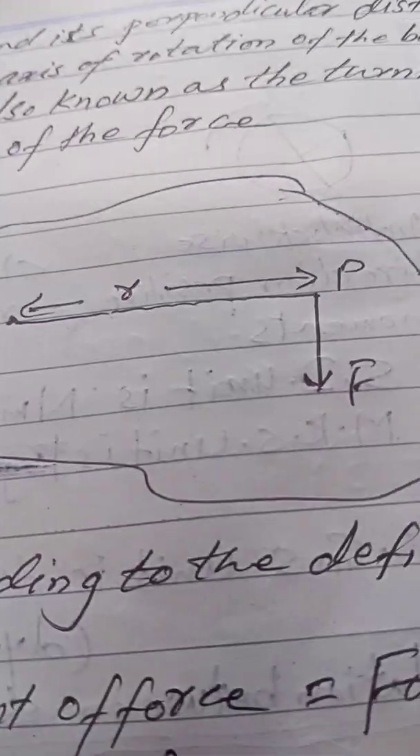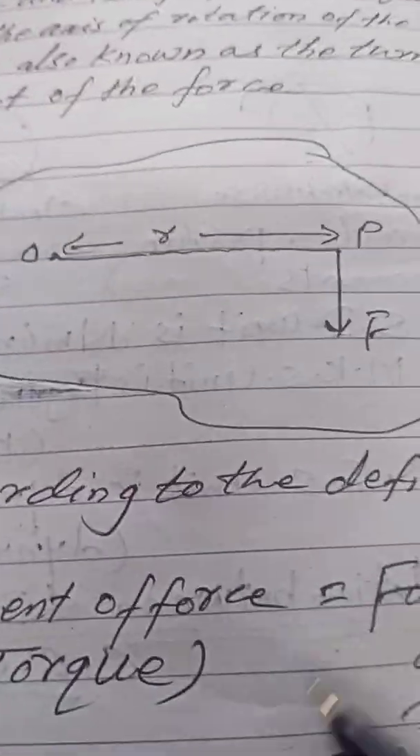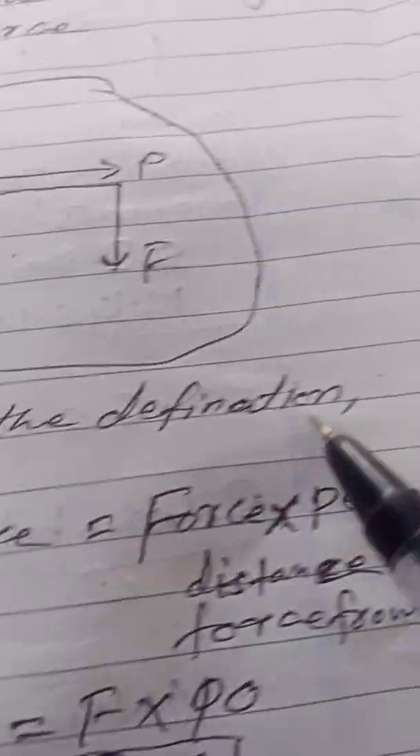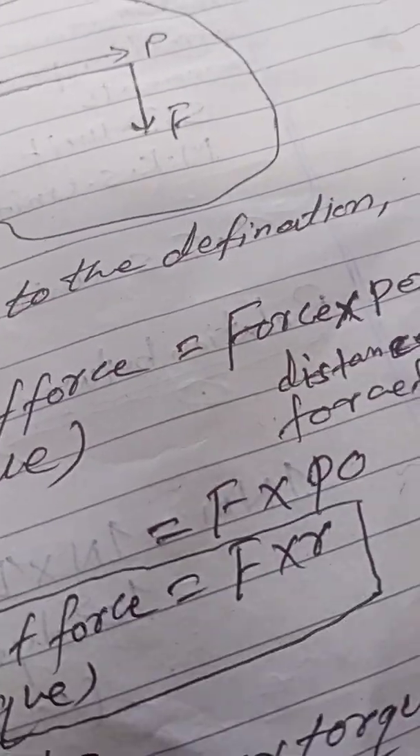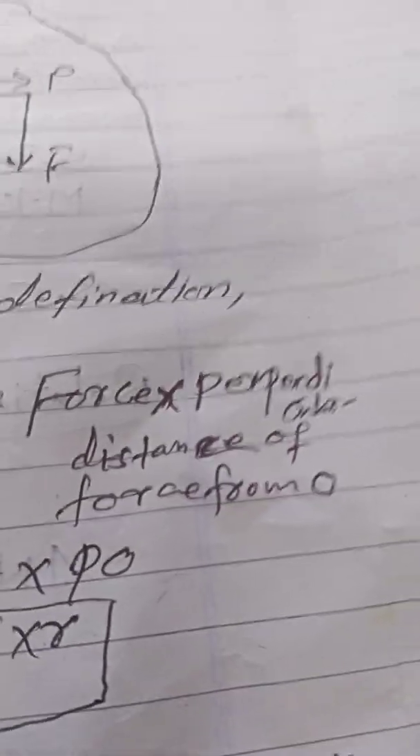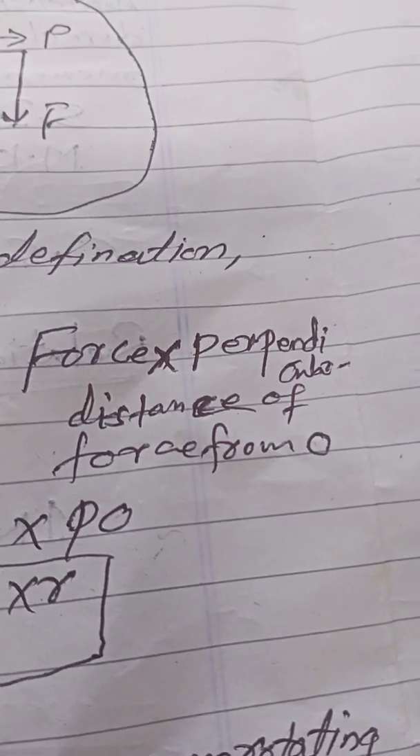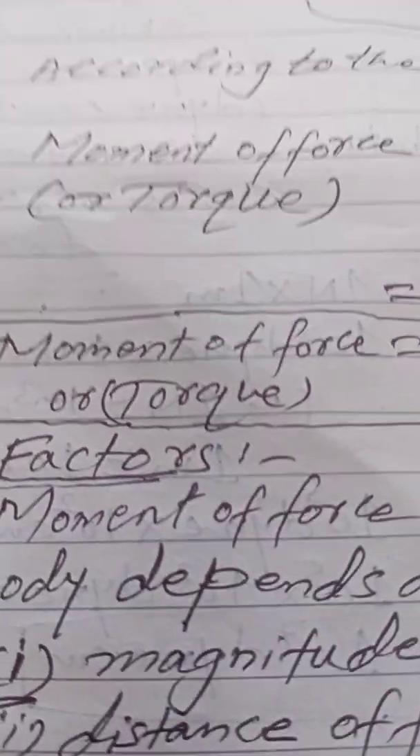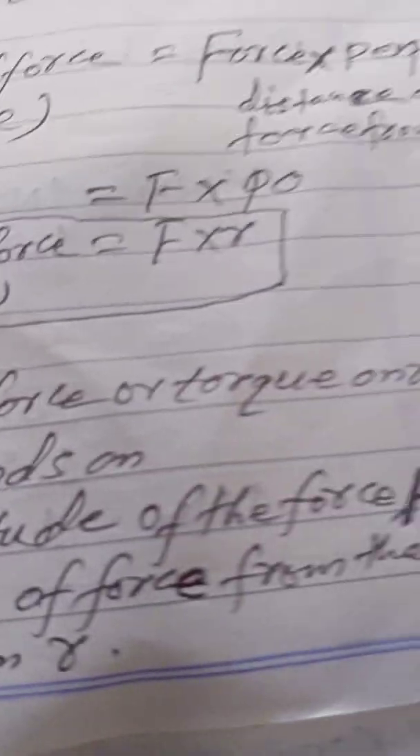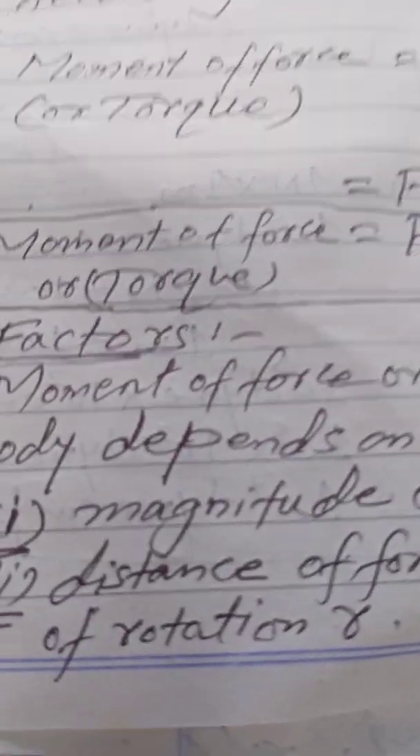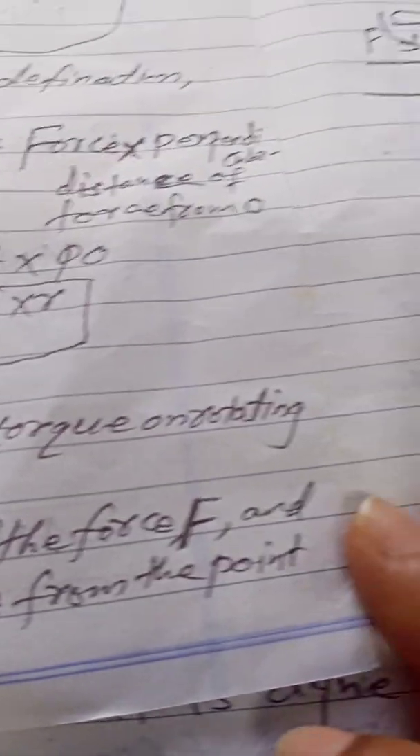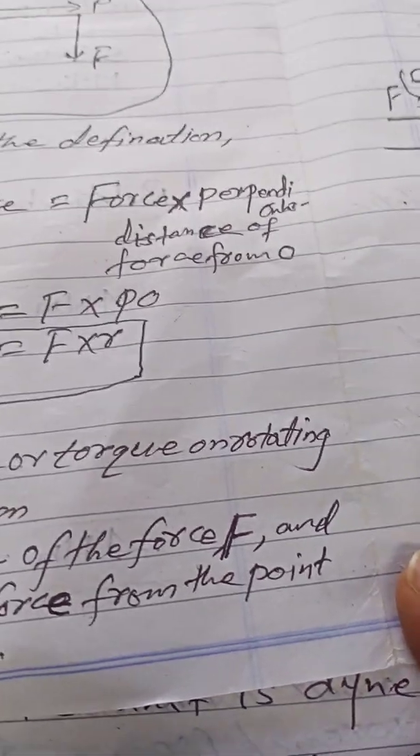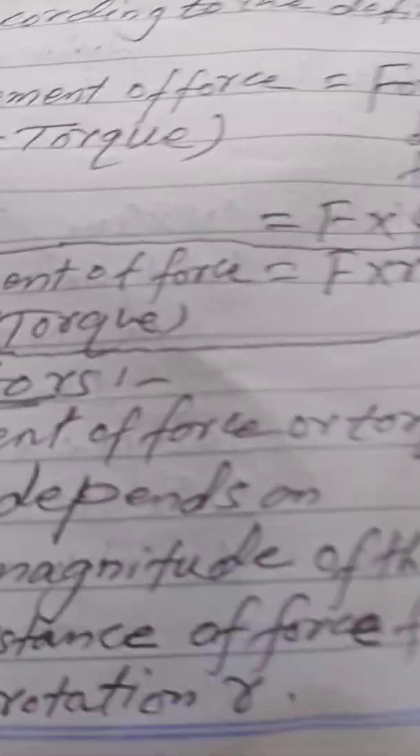Distance is OP, the arm, where the force is applied. According to the definition, moment of force or torque is force into the perpendicular distance of the force, F into PO. So this is F into r. It depends upon only two factors: the magnitude of the force F and the distance of the force from the point of rotation, r.